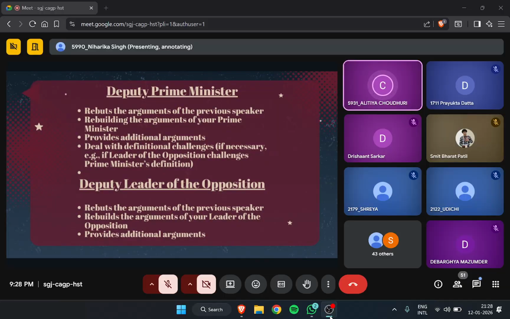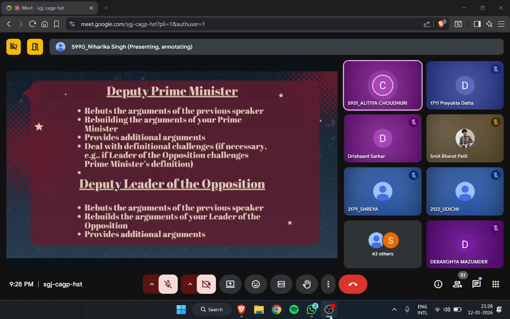Second, you rebuild the same arguments of your prime minister, but this does not look like repeating whatever your prime minister said. You're supposed to further your case, which means you must have some sort of an idea or some sort of a concept that you run through your debate to prove why your world or why your side is better off, why it has significantly better impacts, or why it is simply good.